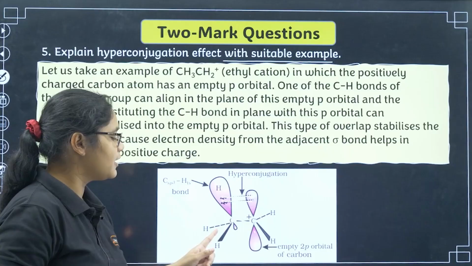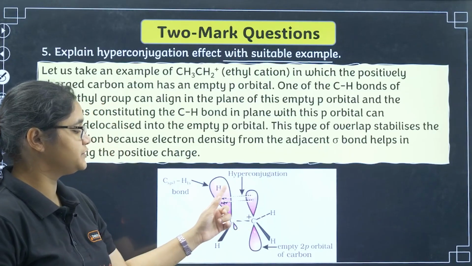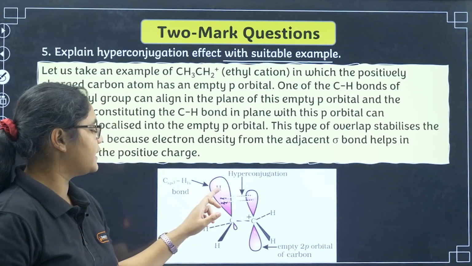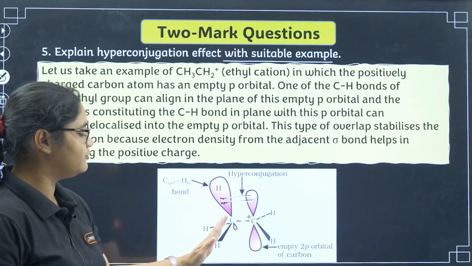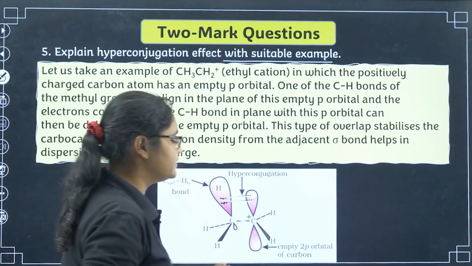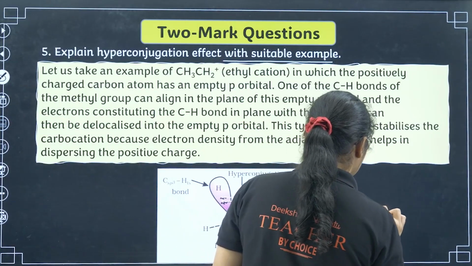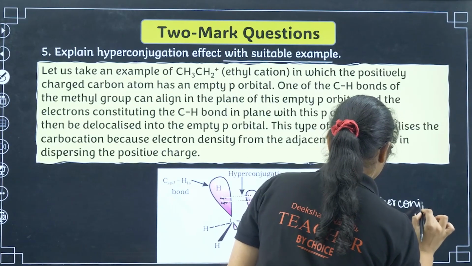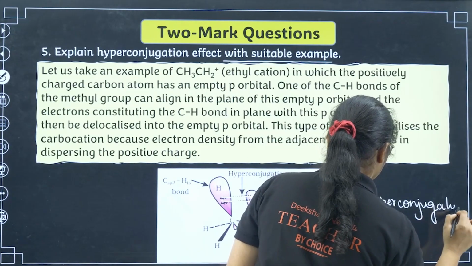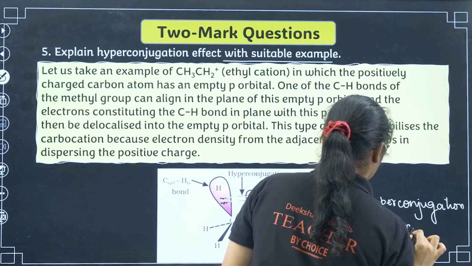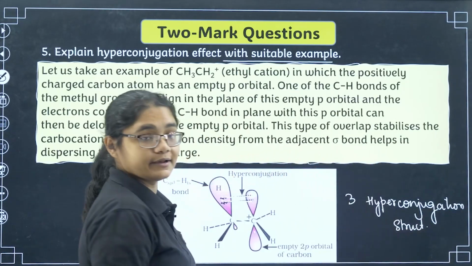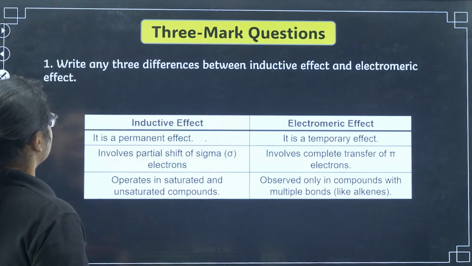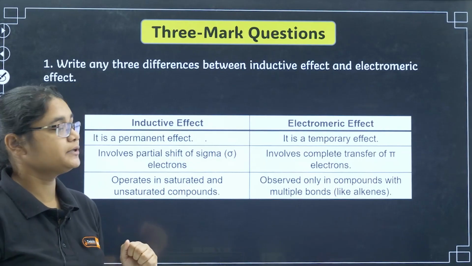So how many hyperconjugation structures are possible here? This CH bond can give you one, and this CH bond can give you another. So in this particular example, I can have 3 hyperconjugation structures. Okay, clear?